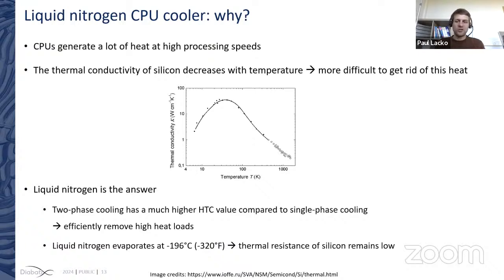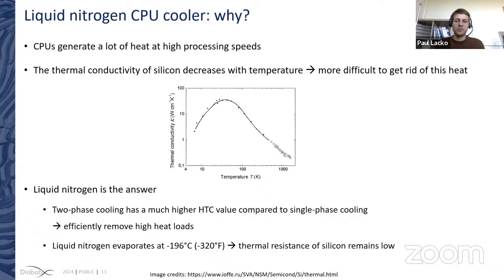This makes liquid nitrogen an extremely interesting option as the coolant for two reasons. First of all, this coolant will evacuate the heat through flow boiling, for which it is known that the heat transfer coefficient is much higher compared to single-phase cooling, and hence there is the potential to efficiently remove high heat loads. And second, the evaporation temperature of liquid nitrogen is minus 196 degrees Celsius, which suggests that if we can operate the heatsink at this temperature, the thermal resistance of silicon will remain low as well.